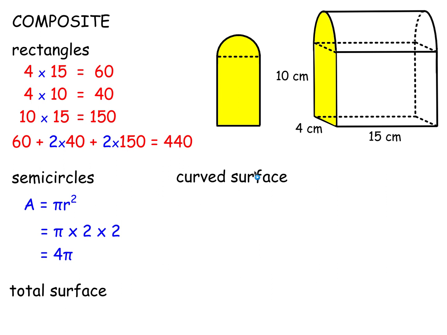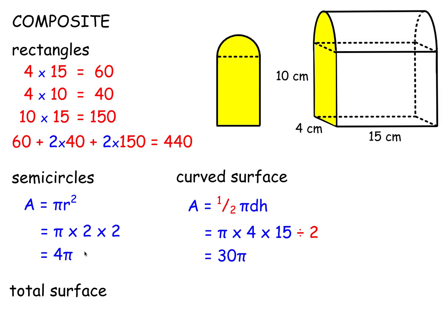The curved surface is a half of pi d h because it's half a cylinder. So the h is the 15 here, the length. The d is the 4, same as the 4 at the bottom. So that's the diameter. So diameter 4, h is 15, and you halve it because it's only half a curved surface. So you put the figures in, d 4, h 15, and you halve it, it comes out 30 pi.